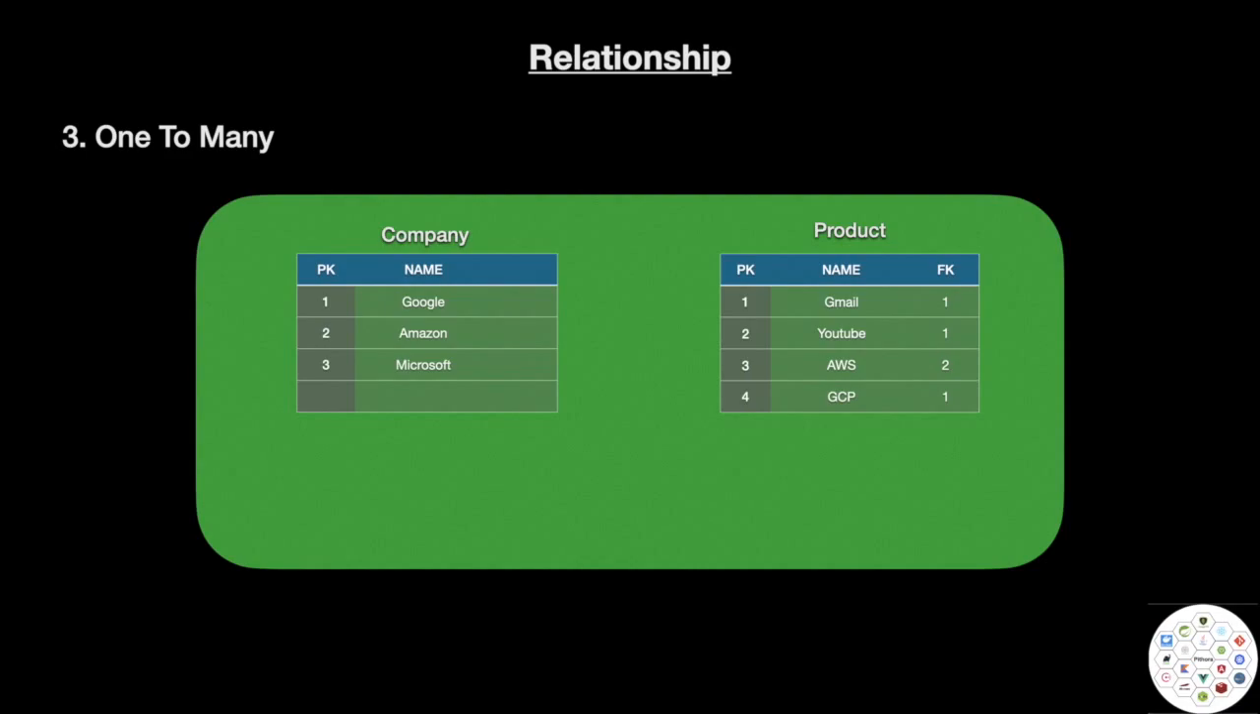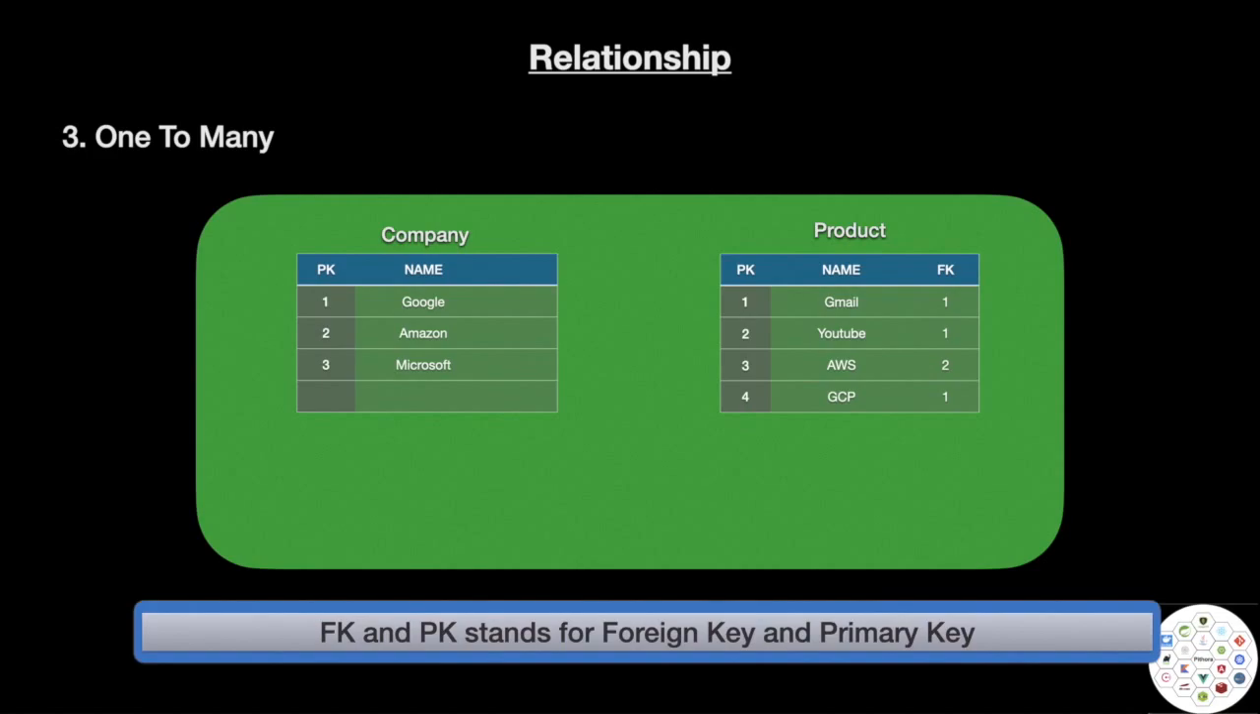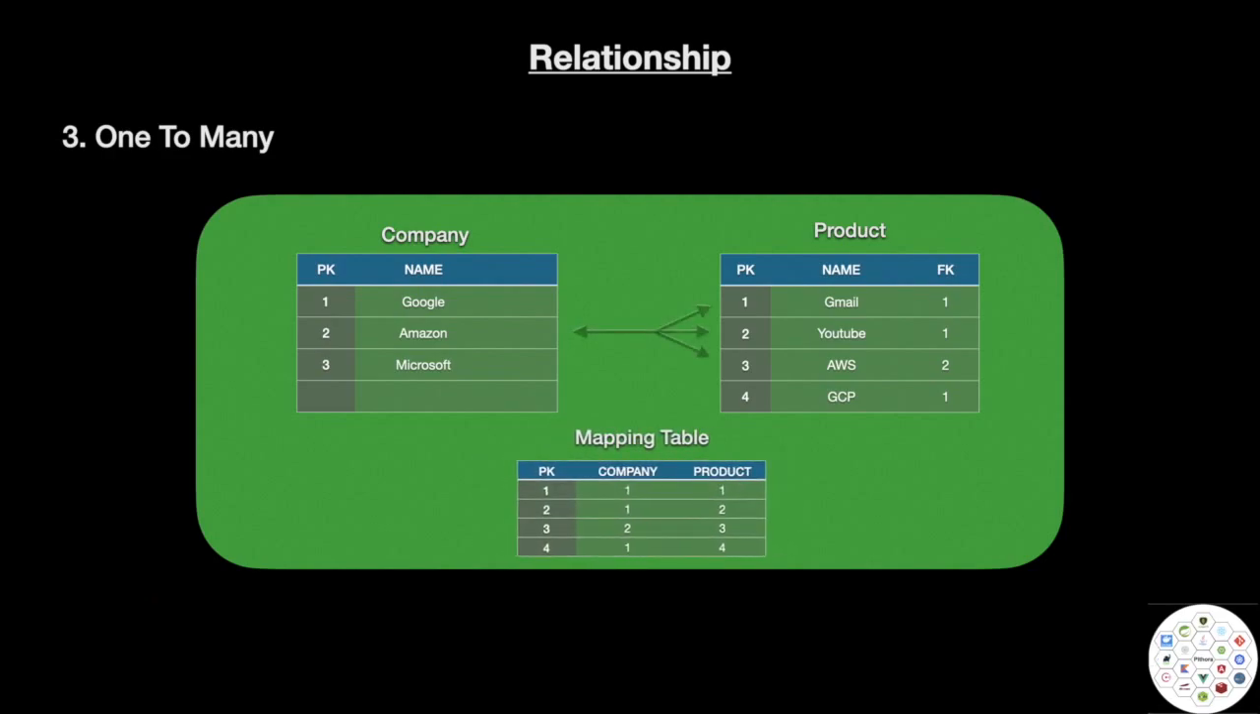This is unidirectional from product to company. Suppose you want to make a connection from company to product. In that case, you will need one more table, that will be the mapping table, and it will look like this. So it will contain the company ID and product ID.